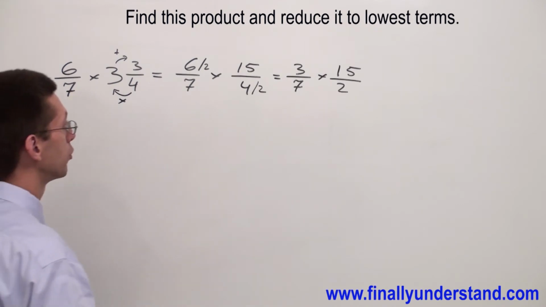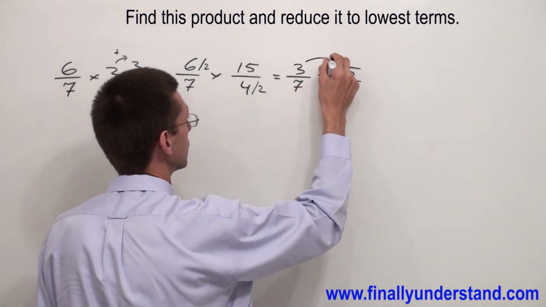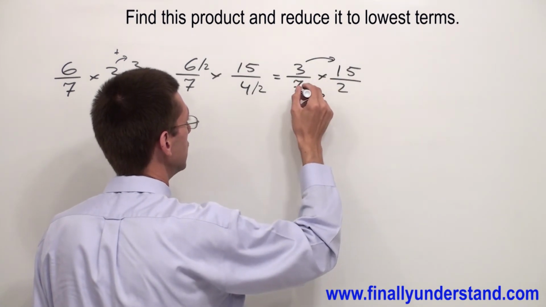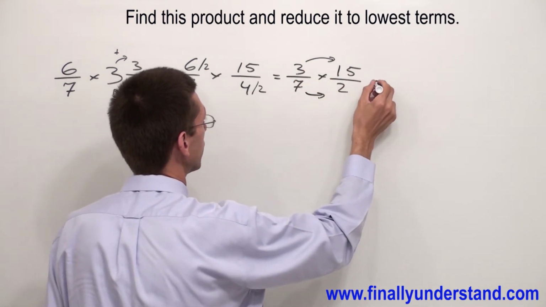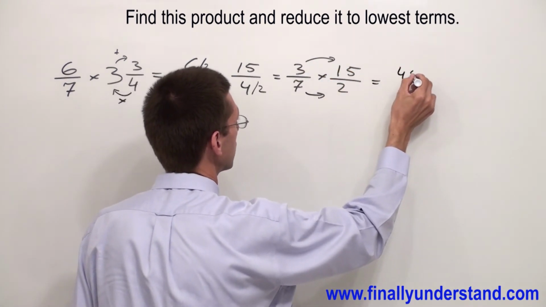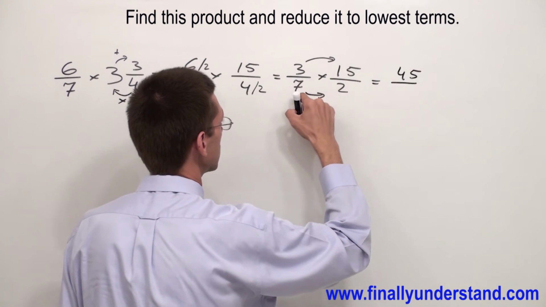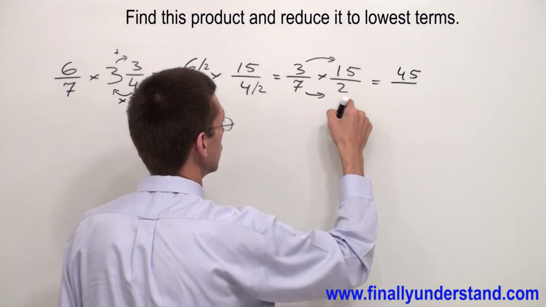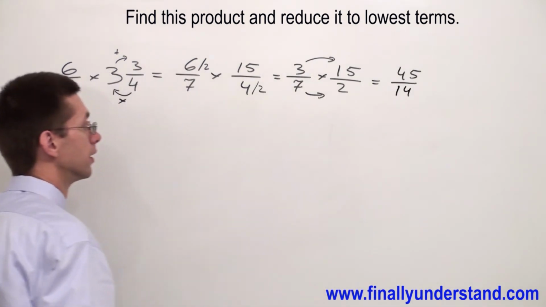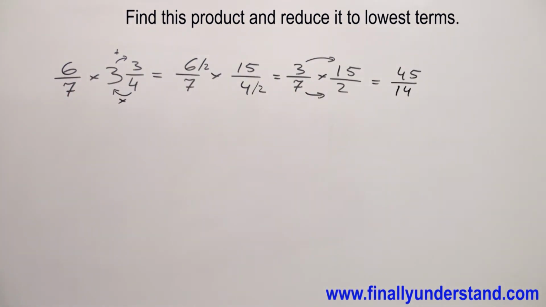Now I cannot reduce anything else. That's why I'm going to perform the multiplication. I'm going to multiply numerator by numerator and denominator by denominator. 3 times 15 is 45 over 7 times 2 is 14. Now this is an example of an improper fraction.